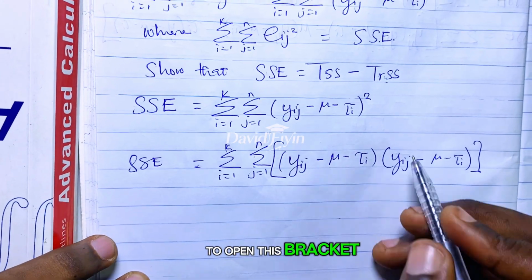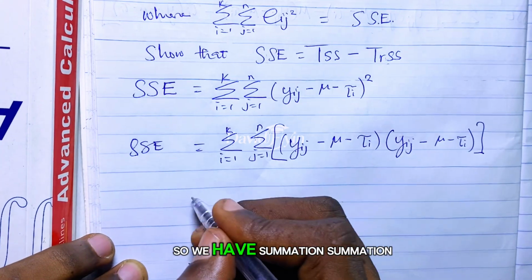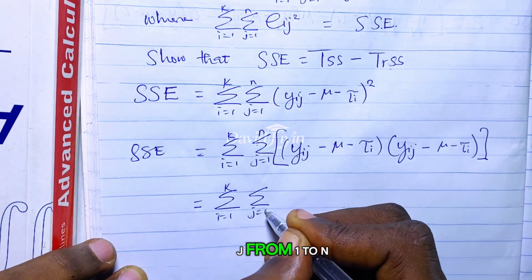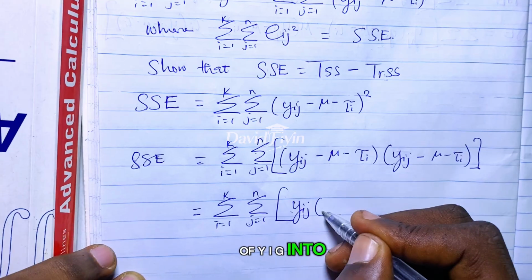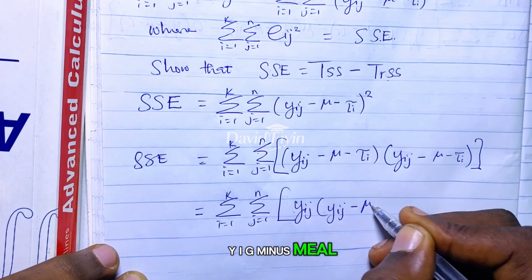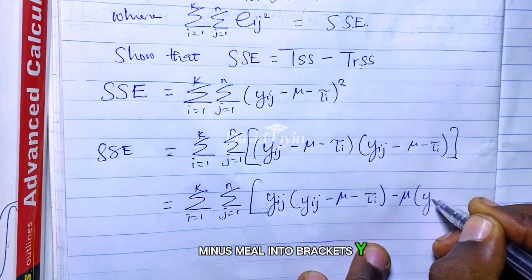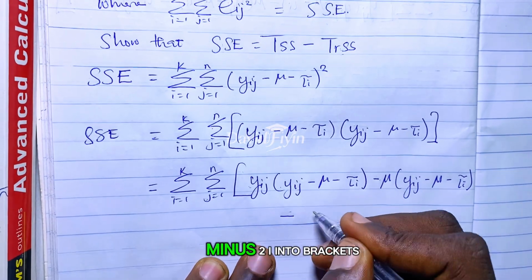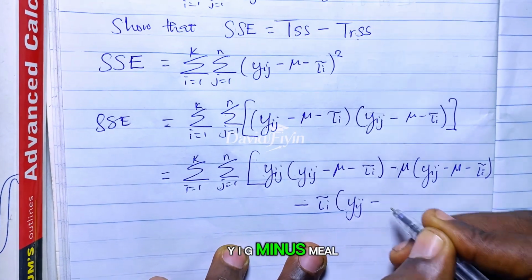From this point, the next step is to use this summation to open the big bracket. If we do that, we have our SSE equals the summation, i from 1 to k, j from 1 to n, of Yij into brackets Yij minus mu minus tau i, close brackets. Then we use this to multiply the other expression too. So we have minus mu, which is constant.